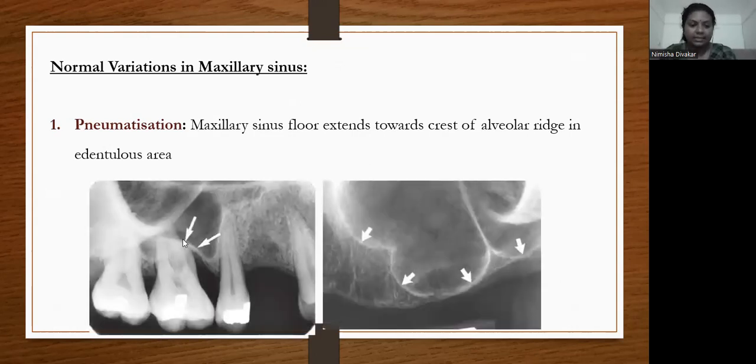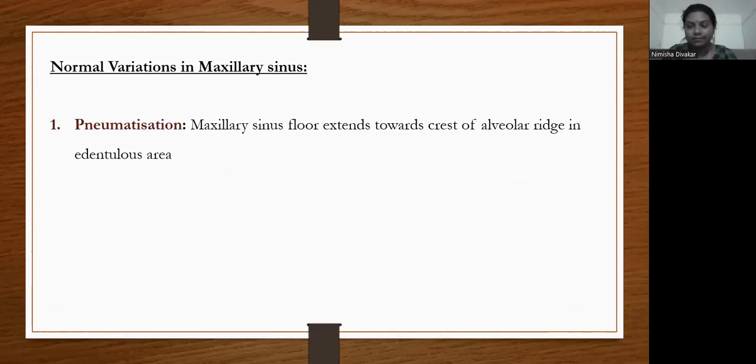So you can see this is the area of the teeth. In a dentulous area, the maxillary sinus appears above the apices of the teeth, but in an edentulous area, it extends towards the crest of the alveolar ridge, which is known as pneumatization. You can see in the second picture, the floor of the maxillary sinus is almost at the crest of the ridge. This is not a pathology, this is a physiological process in an edentulous area.